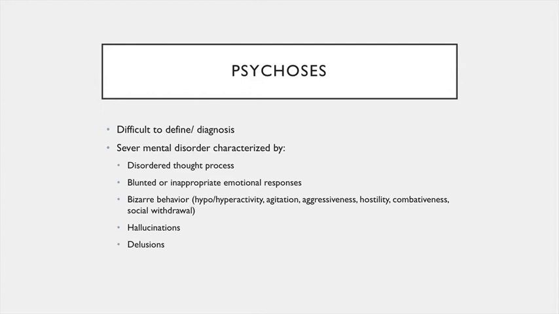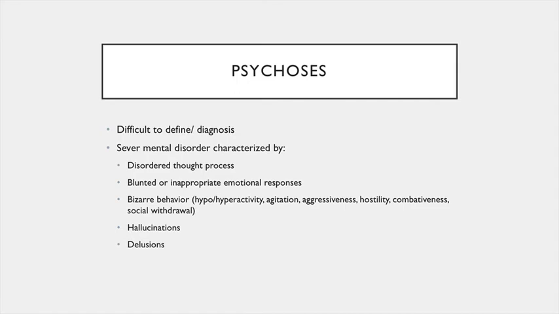Psychosis can look like lots of other things. Or I should say lots of other things can look like psychosis. But in general, this is a pretty severe mental disorder that's characterized by disordered thought processes, blunted or inappropriate emotional responses, and bizarre behavior, and that can run the gamut between being underactive, overactive, agitated, aggressive, hostile, combative, or exhibiting signs of social withdrawal.